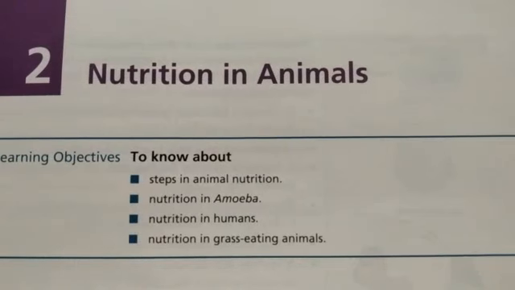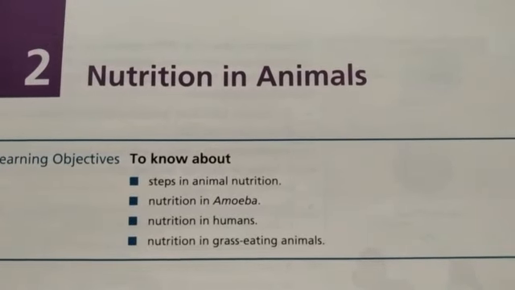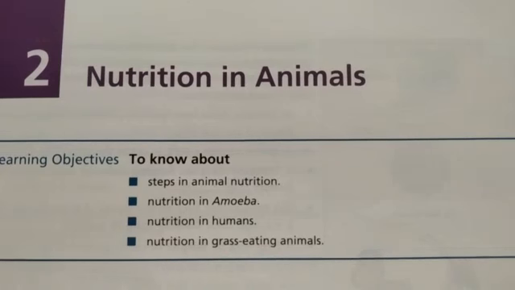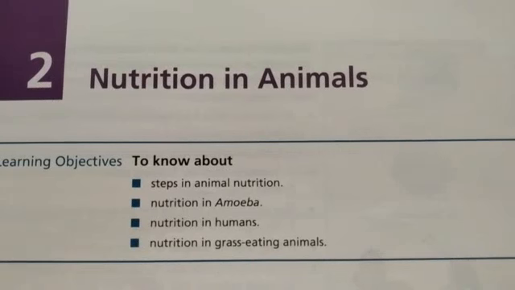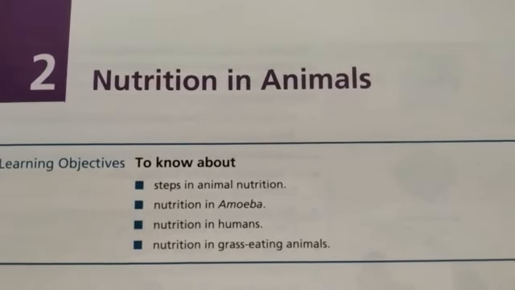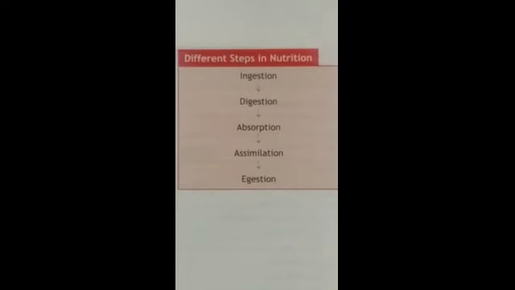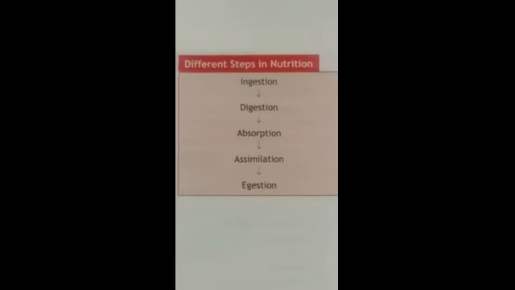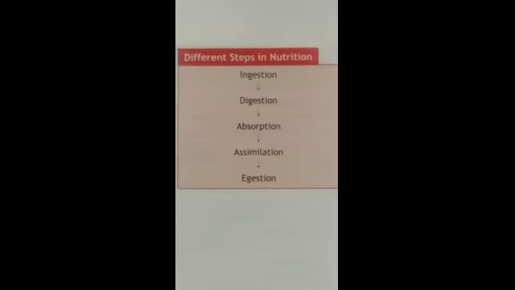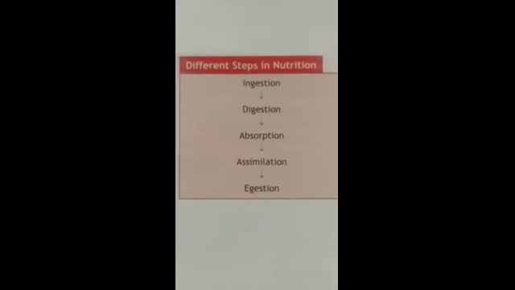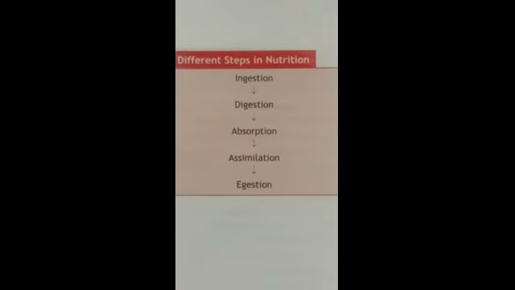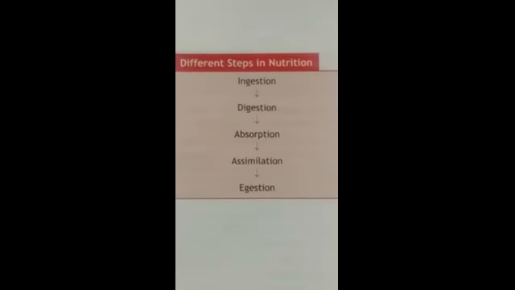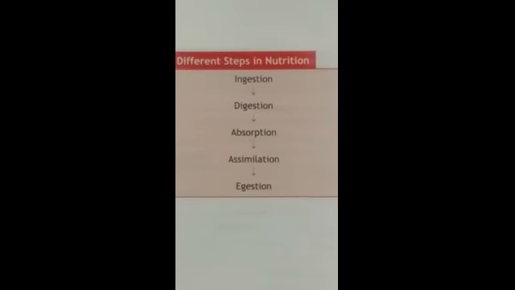The first step is ingestion. Ingestion indicates the taking in of something. The process by which food is taken inside the body of an organism is called ingestion. Let us consider this chart, my dear students. In this chart, you will be able to see the different steps involved in nutrition, that is ingestion, digestion, absorption, assimilation, and egestion. Again, I am going to revise: ingestion is simply the intake of food material or food substances inside the body. This process is called ingestion.